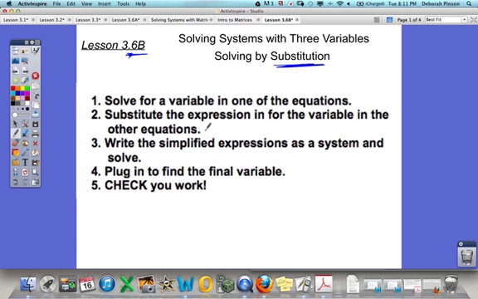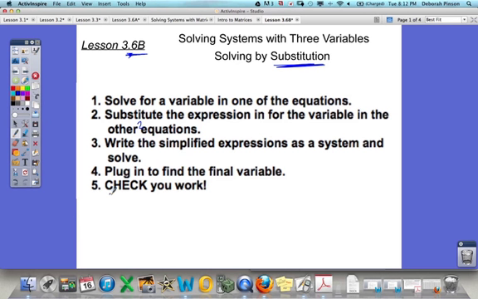Solve for a variable in one of the equations. Stay away from fractions if possible, and it usually is. Substitute that expression in for the variable in the other two equations. Simplify your expressions and write the two as a system and solve. Then you'll plug in your final variable.